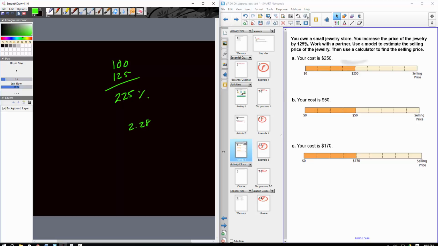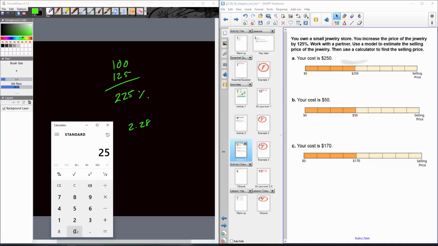So I take this 250 times 2.25, right? I get 562.50, which is what I got here. And then if I do the next one, and I take 50 times 2.25, I get my 112.50, just like I did before. And then for this new one, I take 170 times 2.25, and I get 382.50, just like I did. And the reason why is it's 100% plus the 125% increase, which is a total of 225% I'm charging.